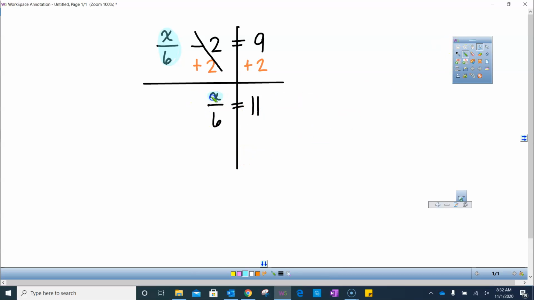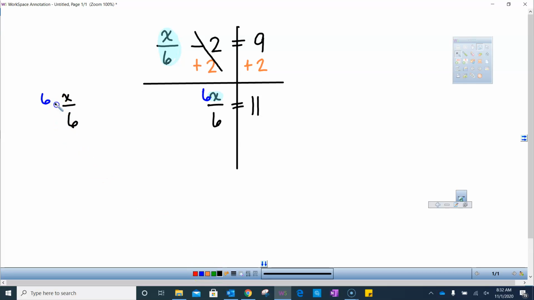It's right here, so I'm just going to highlight the variable because I have one more thing to get rid of, and that would be the 6. So the opposite of dividing by 6 is multiplying by 6. So I'm going to simply put 6 right next to my x. That means multiply. So it's 6 times x over 6. Opposite of dividing by 6 is multiplying by 6.